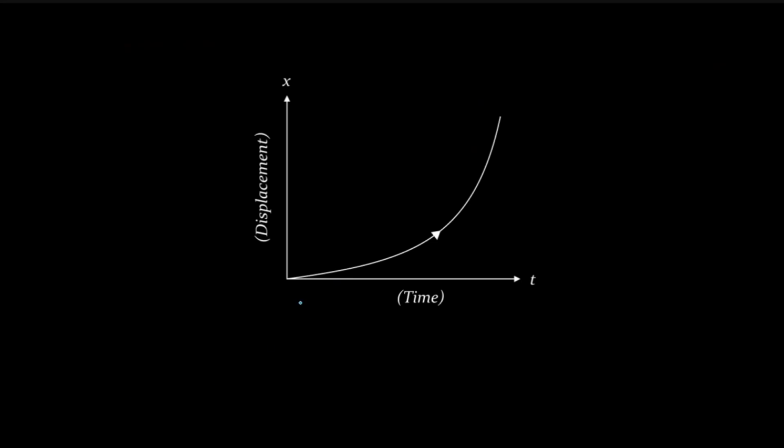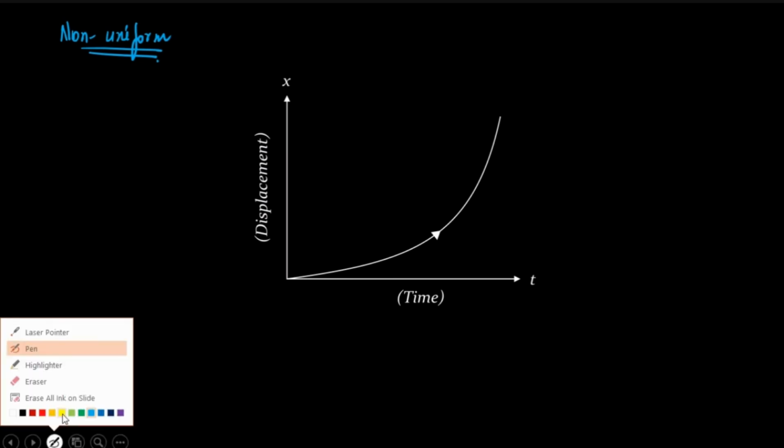Similarly, this is another such type of graph. So here, can you see it and tell me which type of motion this graph is representing? It is representing non-uniform motion. How can we say that?